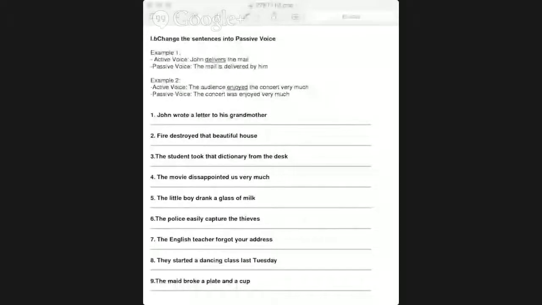Okay, so like I said, the first example, right? John delivers the mail becomes the mail is delivered by him or by John. And the second example we've got here is the active voice saying the audience enjoyed the concert very much. And the right way to say that in the passive voice is the concert was enjoyed very much, either by the audience or you can just leave it at that.